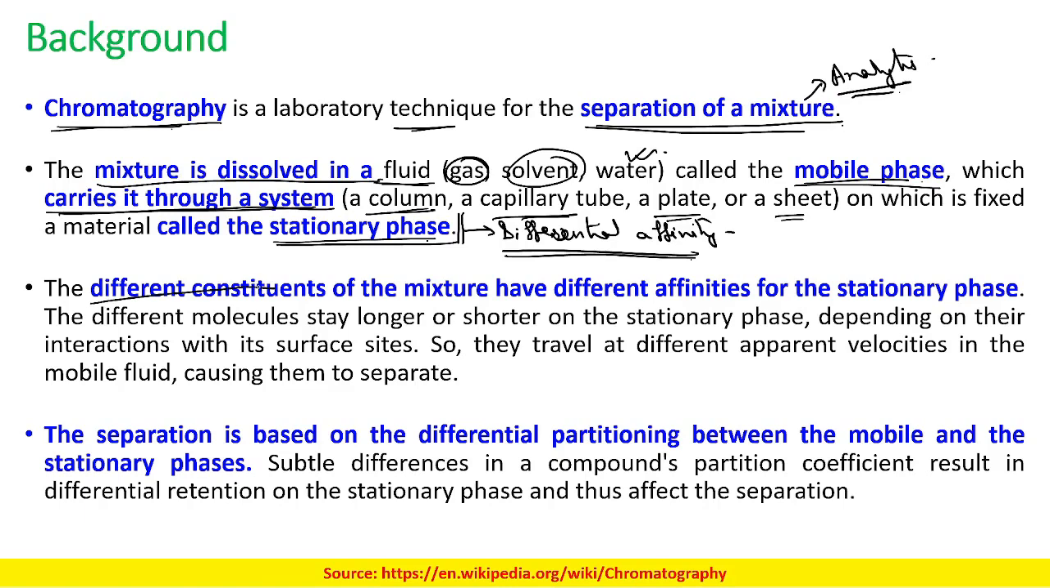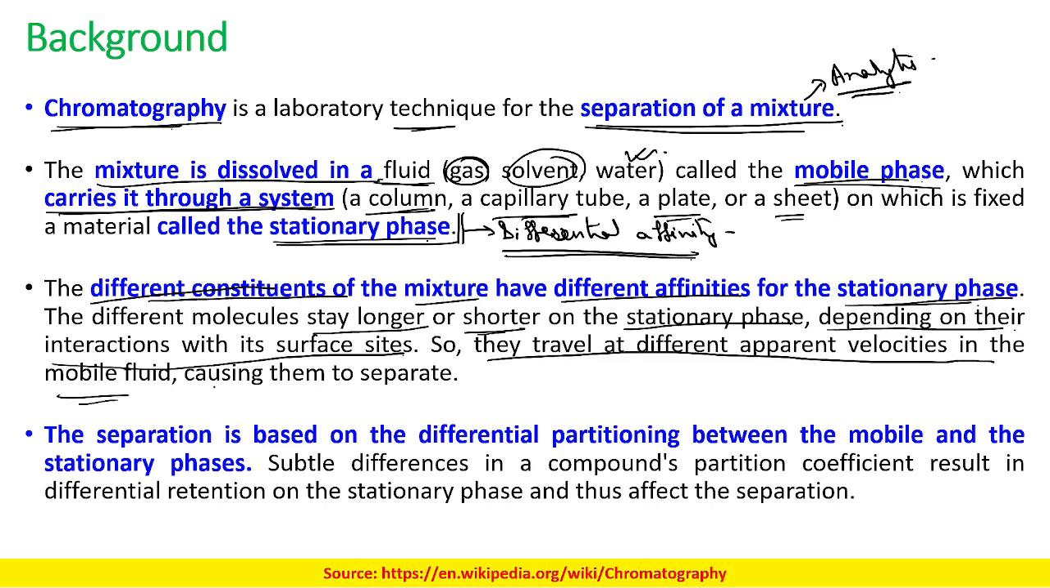Now these different constituents of the mixtures have different affinities for the stationary phase. The different molecules stay longer or shorter on the stationary phase depending on their interaction with its surface sites. So they travel at different apparent velocities in the mobile fluid, causing them to separate. Now the separation is based on differential partitioning between the mobile phase and the stationary phase.